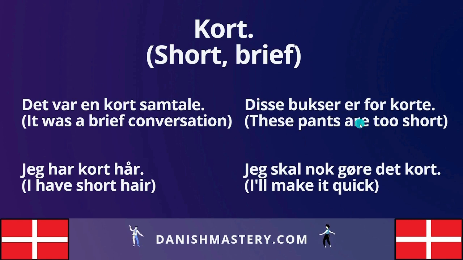Then you got disse bukser er for korte. These pants are too short. Okay. Disse bukser er for korte. For is like too. For means many things. I made another video about that. You can check it out. But for in this context with an adjective means that it's too much, too little, like it's problematic or more than you would like it to be. For korte, too short.